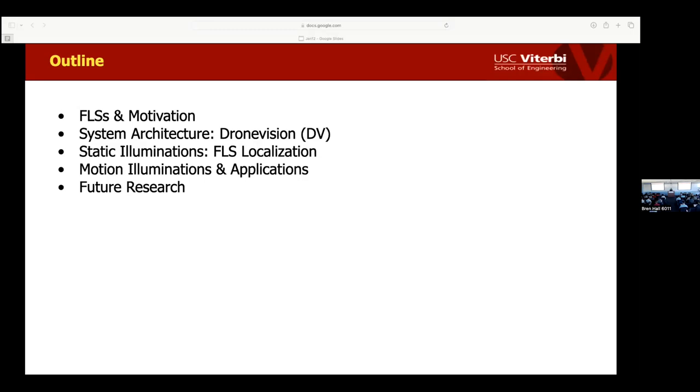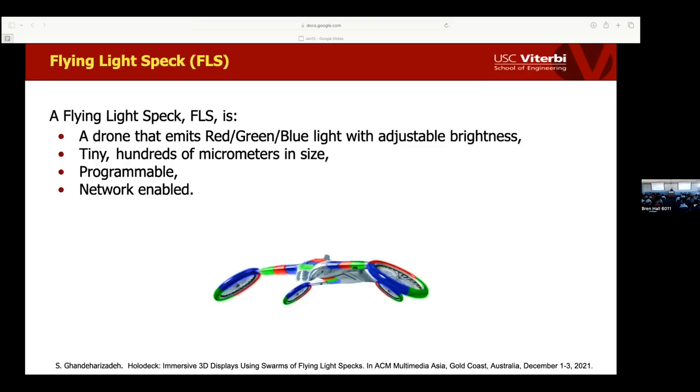So here's the outline of the talk. I want to start by telling you about Flying Light Specks. And then subsequently, I want to introduce an abstract architecture and tell you about an instance of that architecture, Drone Vision. And based on Drone Vision, I want to tell you how we support static and motion illuminations, and conclude by telling you about our future work, which is extensive.